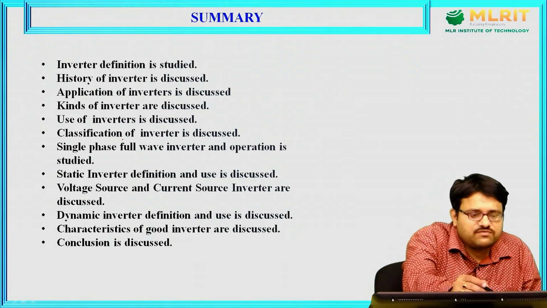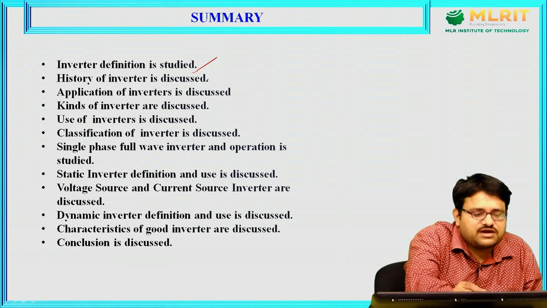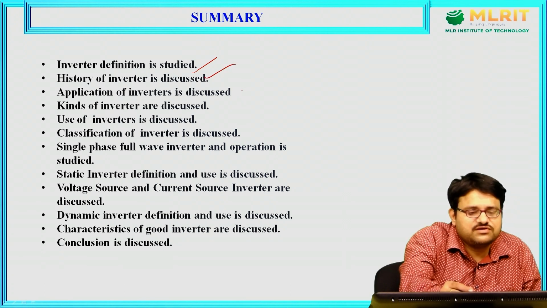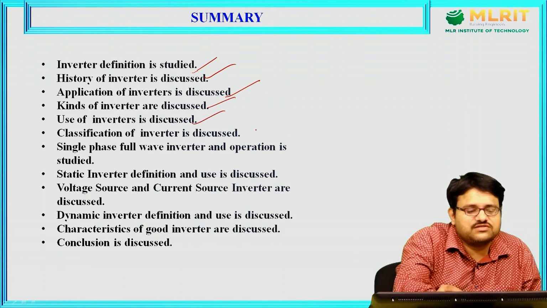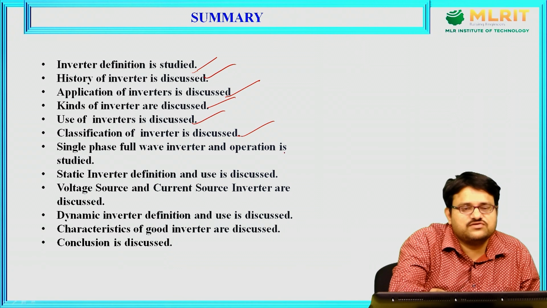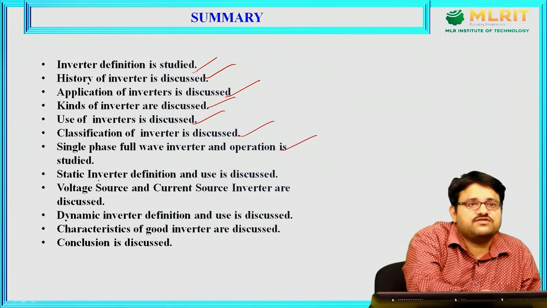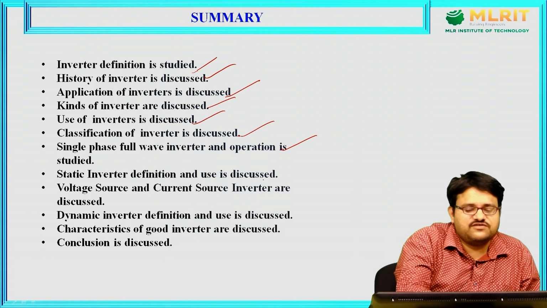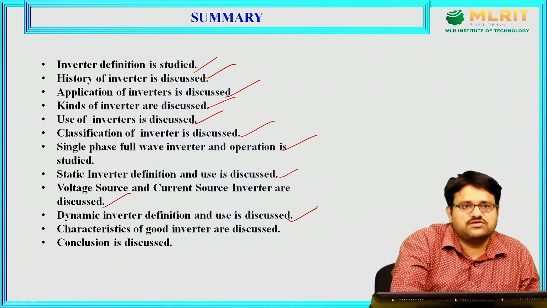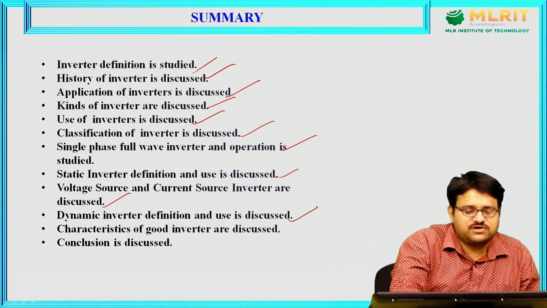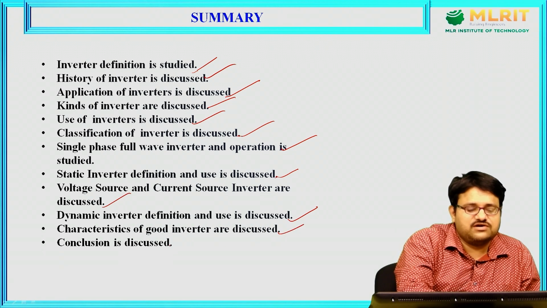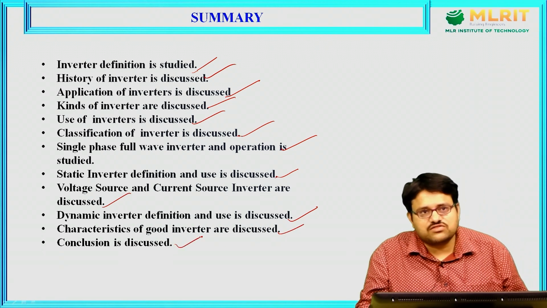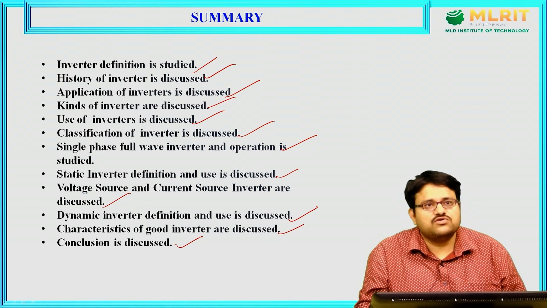So summary: inverter definition is studied, and next history of inverter is discussed. Next, applications of inverters, kinds of inverters, use of inverters, and classification of inverters are discussed. Single phase full wave inverter and its operation is studied, static inverter definition and use is studied. Next, voltage source and current source inverters are discussed, dynamic inverter definition and use is discussed. Next, characteristics of good inverters are discussed, and next conclusion is discussed. So this is the summary of my today's topic, inverters.